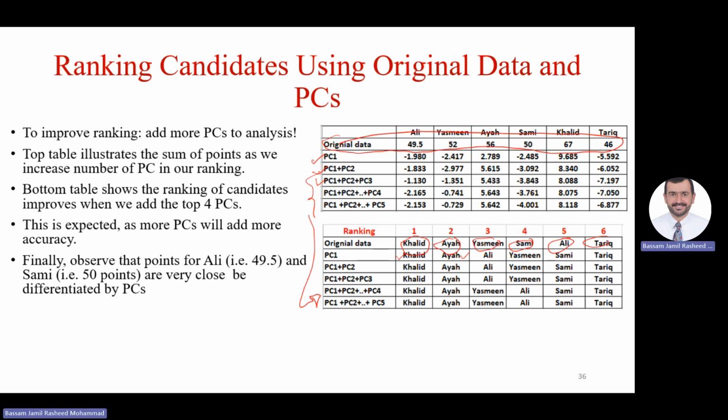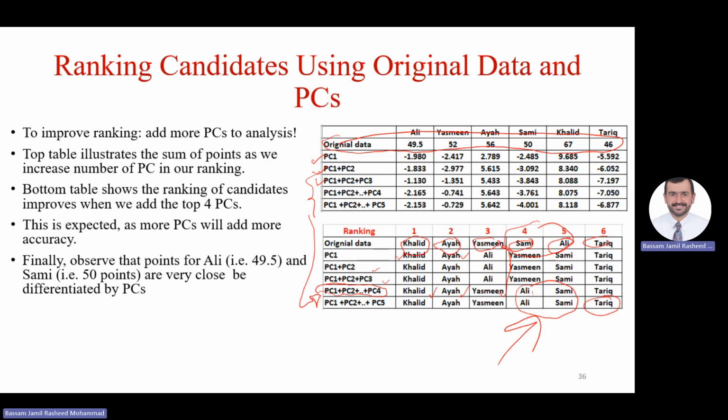Now, what happens if I add PC1 and PC2? PC1 and PC2, still we get them wrong. How about PC3? We added PC1, PC2, PC3. Then we got first Khalid, Aya. We got Yasmin correct. Watch. And then Ali and Sami are switched here. And then Tariq at the end. Notice Tariq is always last because he has the lowest points. So why do we still have Ali and Sami? We are still confused with them.